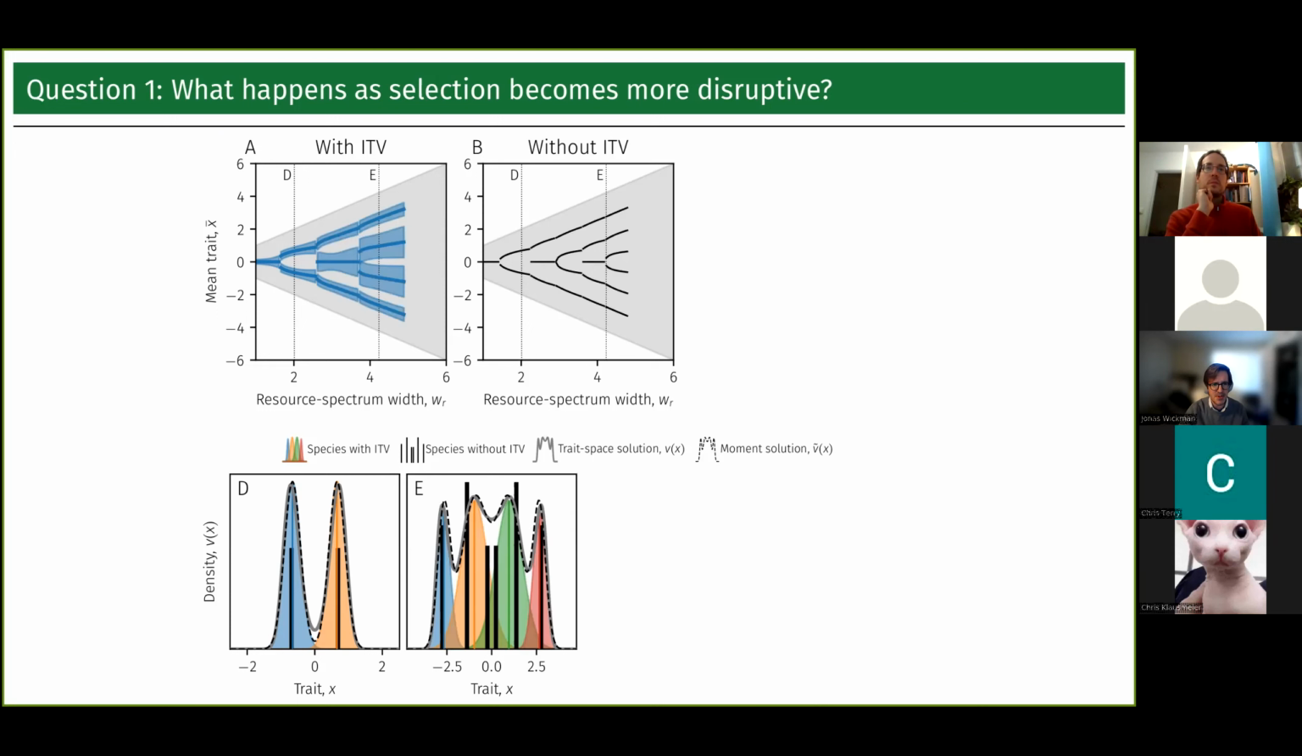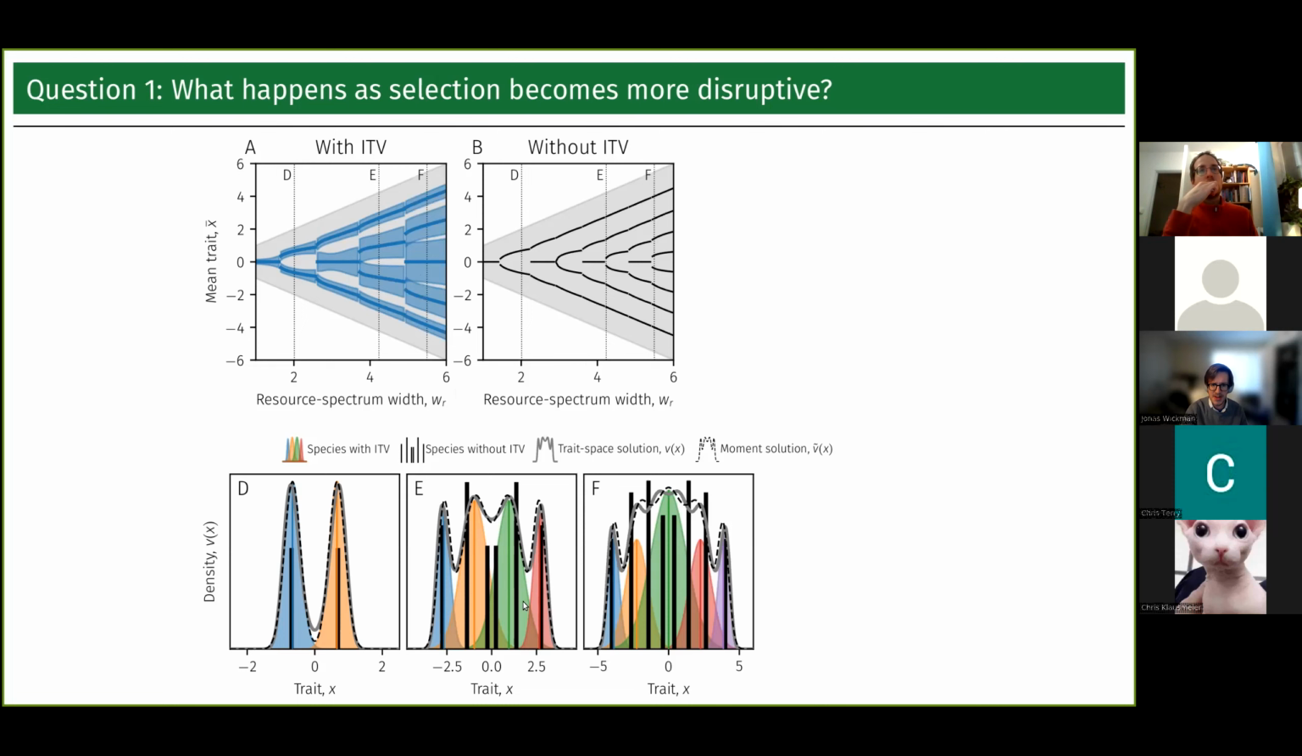But as we increase the resource spectrum width, we start getting more and more different outcomes. In both cases, we have an increase of species richness in the stable community as we increase the width. But the rate of increase is much higher when you don't include ITV. As we can see here, without ITV, we get 6 species, and when we include it, we get 4. As we keep increasing the resource spectrum width, this effect becomes more and more pronounced. Here we get 5 versus 8 species when we include and don't include intraspecific trait variance in our dynamics.